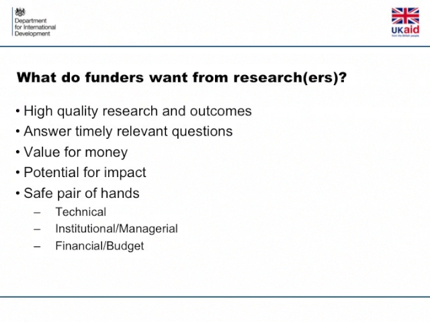And then we have this interesting notion of, are these researchers a safe pair of hands? What does that mean? Well, it means this. Do we have confidence that this group of researchers are going to deliver technically on the research? Do they have the institutional and management capacity that they will be able to manage this effectively? And do the financial arrangements, budgeting, and financial oversight give a sense of confidence that the funding will be handled safely and properly? So this slide is, if you like, a useful checklist for you as we go through.